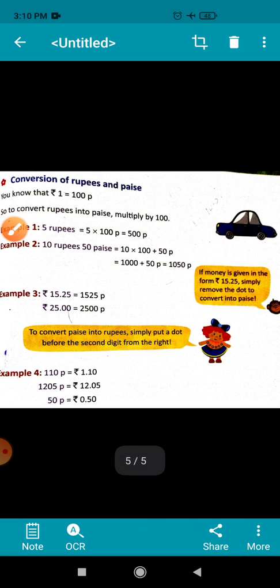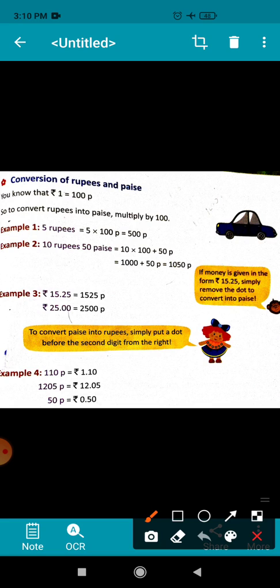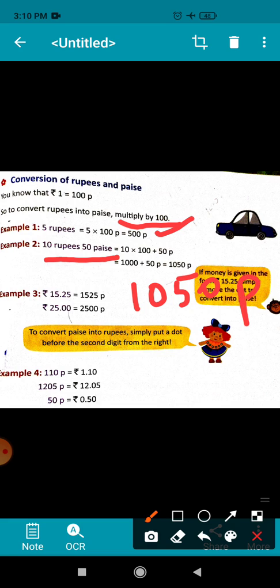Here more examples are given. You can see 5 rupees and you have to convert this into paisa. So to convert rupees into paisa, we multiply by 100. So 5 multiplied by 100, 500 paisa. And here 10 rupees and 50 paisa is given together. So what you will do? You will simply remove this dot and you will write 1050 paisa.